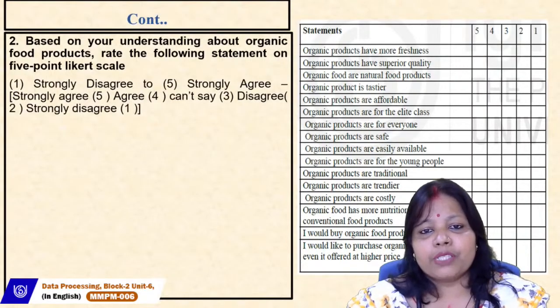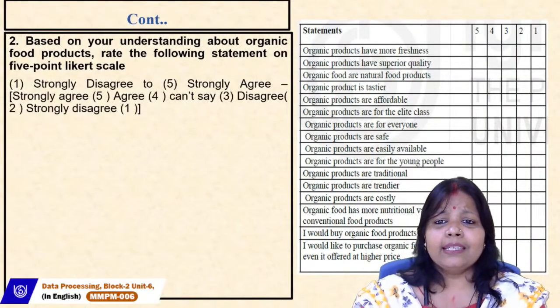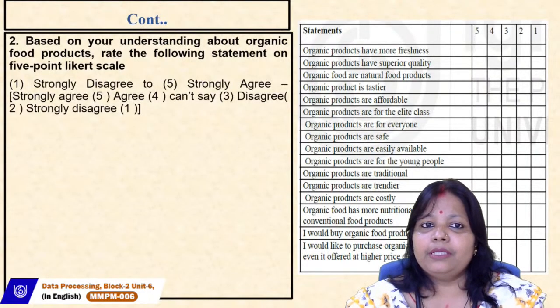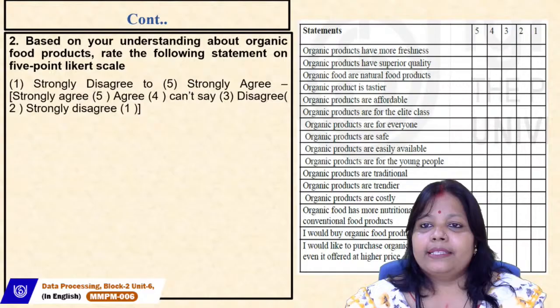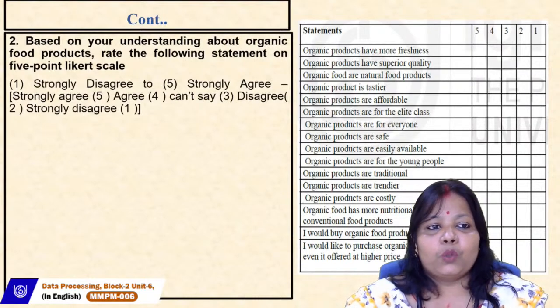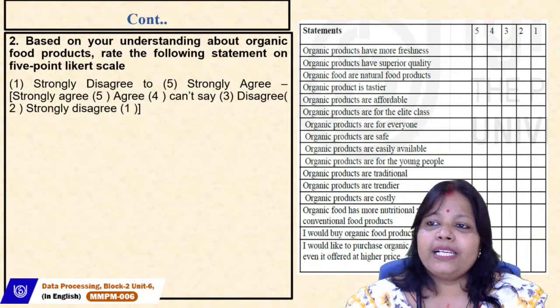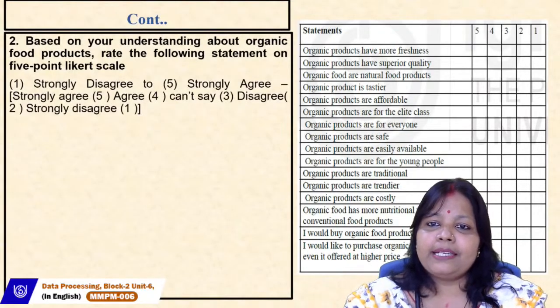So what we have done in the questions itself, we declare all the points, what we mean by these numbers. Then in front of them we place our statements, as it is here on the right hand side of the slide. The statements are here and 5 to 1 is written. Suppose the first statement is organic products have more freshness. Suppose I totally disagree with that. Then what will I do? Now I will put a tick under 1, where the number 1 is.